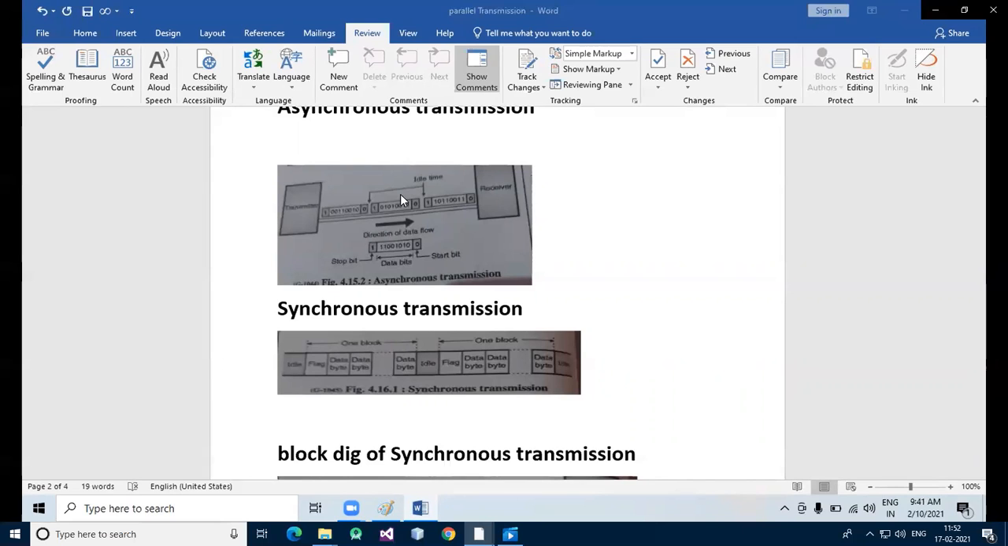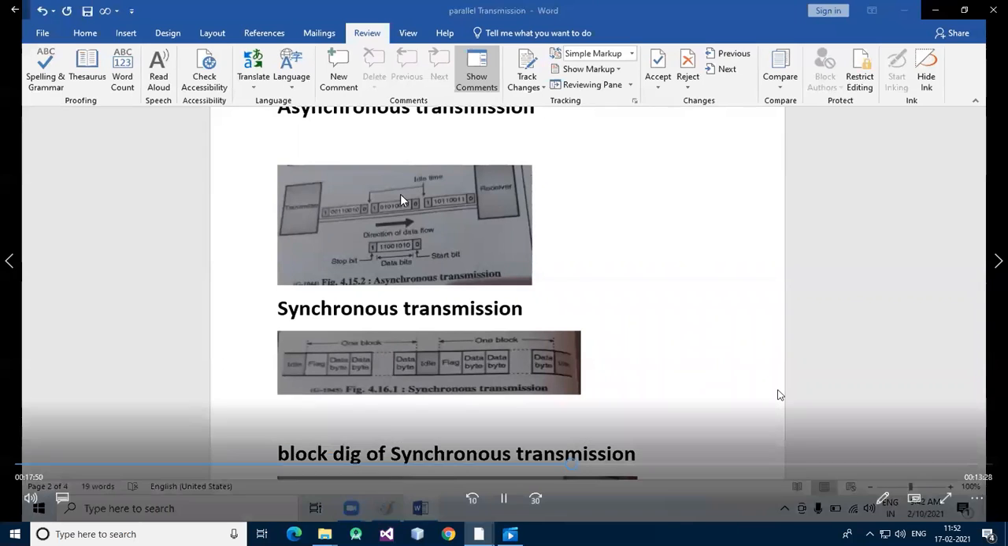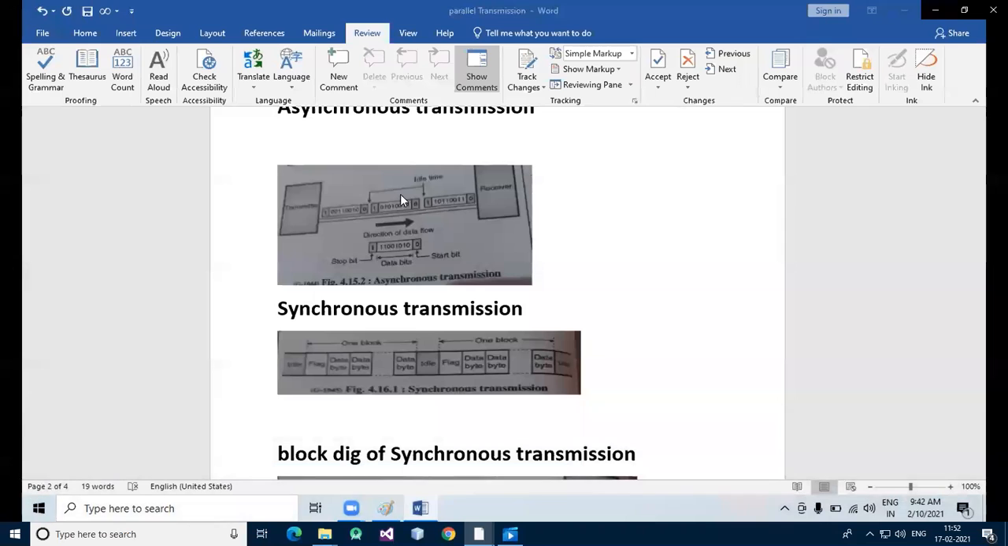So the disadvantages of asynchronous transmission are: additional bits called start and stop bits are required to be used. It is difficult to determine the sampling instant, hence timing errors can take place. The start and stop bits and idle time, that is gap time, make the asynchronous transmission slow.